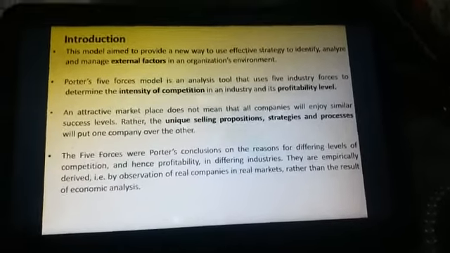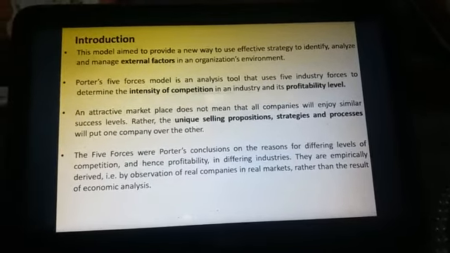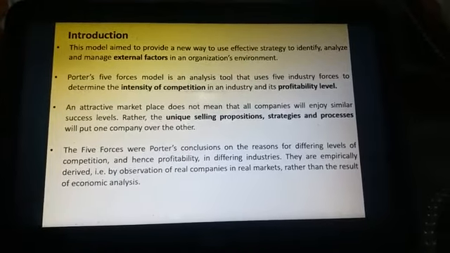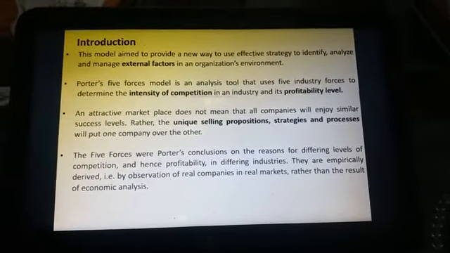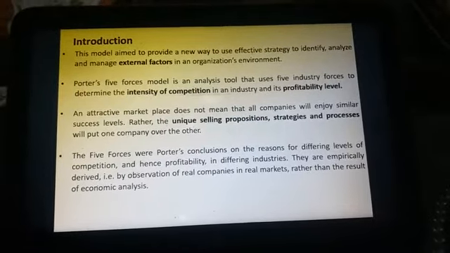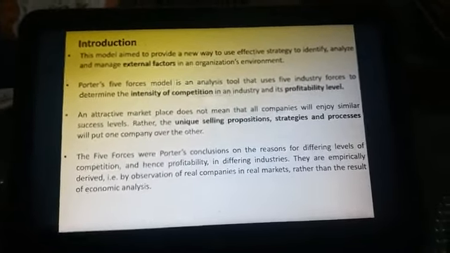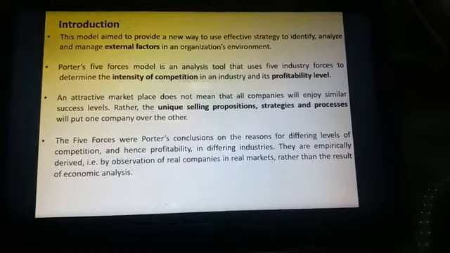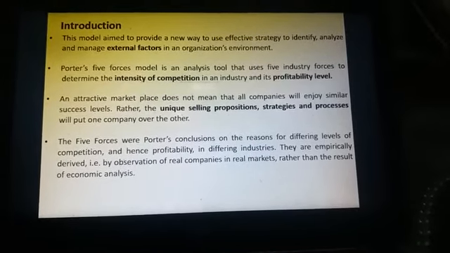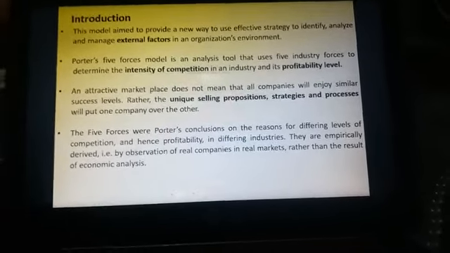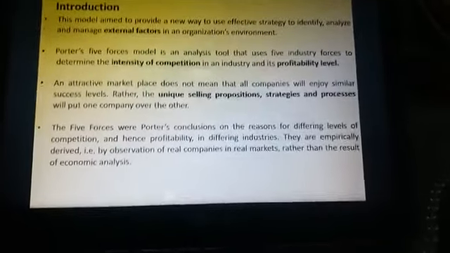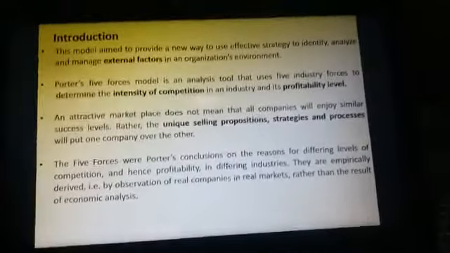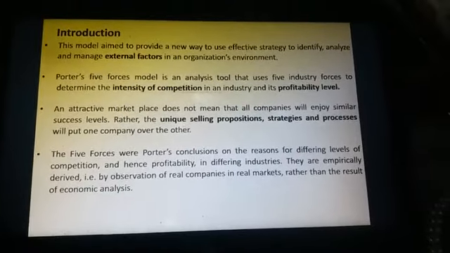So the five forces model draws conclusions on the reasons for different levels of competition. Number one, profitability in different industries. They are empirically derived by observation of real companies and real factors rather than the result of economic analysis. So the best part about Porter's five forces model is that it is based upon real companies in the real market, not a hypothetical situation.